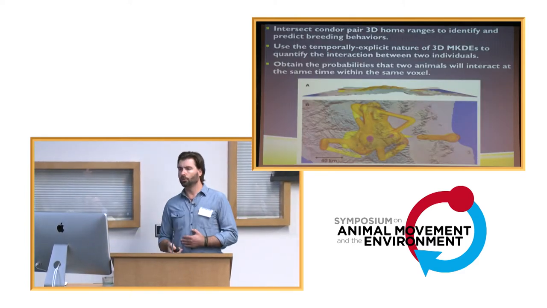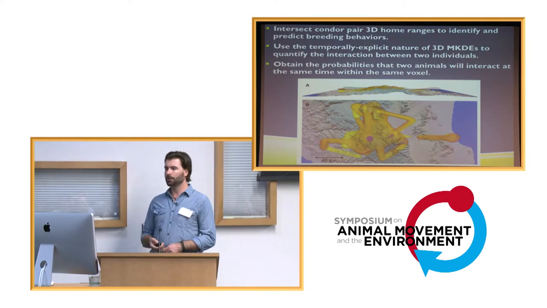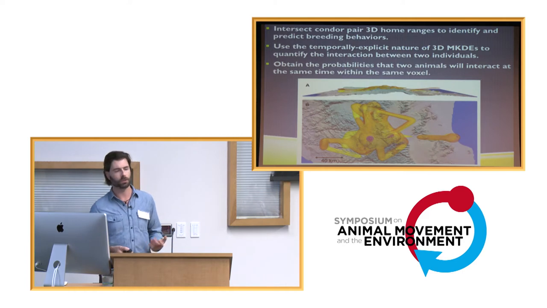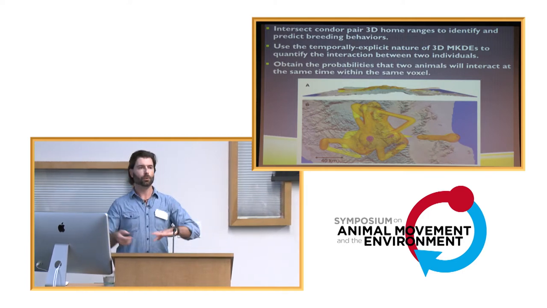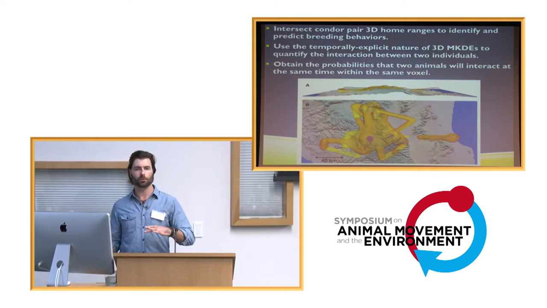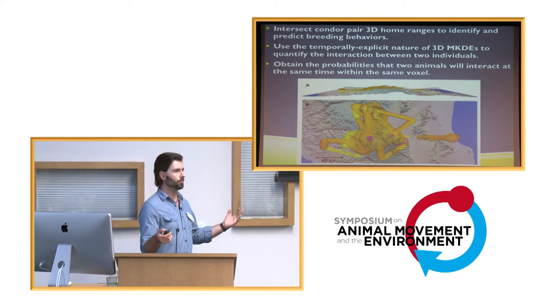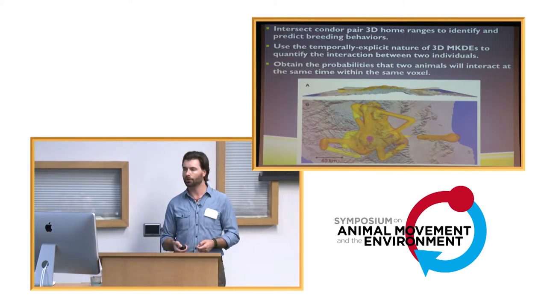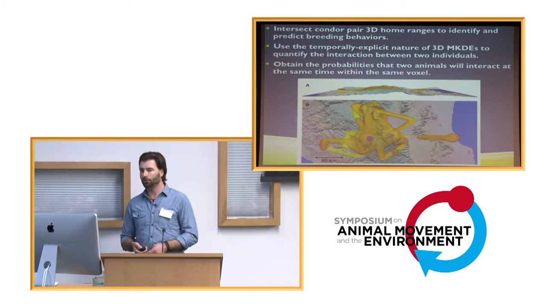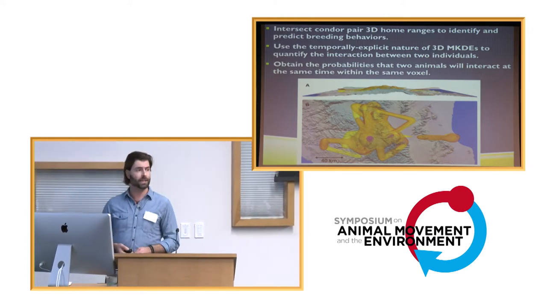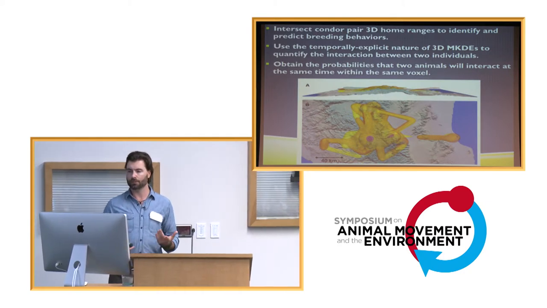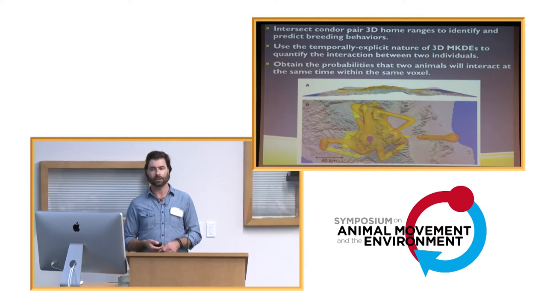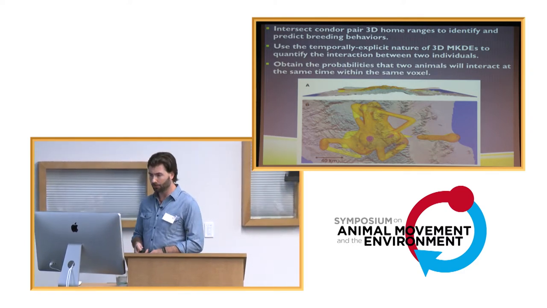What you can also do with three-dimensional home ranges is intersect condor pair 3D home ranges to try and identify and predict breeding behavior. So as the breeding season starts up, we'll collect the GPS location data, create the 3D home ranges, and then put them together and see if they're intersecting to try and get an idea of who's going to be breeding with who. We could also use the temporally explicit nature of the 3D MKDEs to quantify the interaction between two individuals and obtain the probabilities that two animals will interact at the same time within the same 3D voxel.